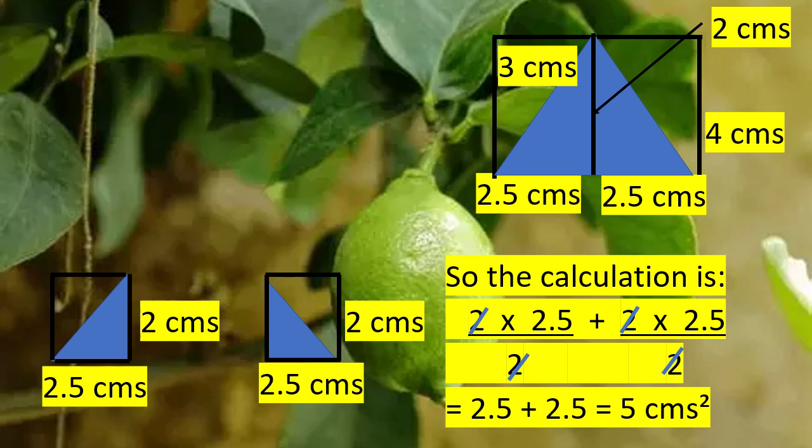So 2.5 times 2 is the height, 2 times the base for each one, 2.5, divided by 2. So 2 times 2.5 divided by 2 for the first one, plus the same 2 times 2.5 divided by 2 for the second one. So in the calculation on the right, you can see we can cross out the 2's on the top and the bottom, and we're left with 2.5 plus 2.5 equals 5 square centimeters.